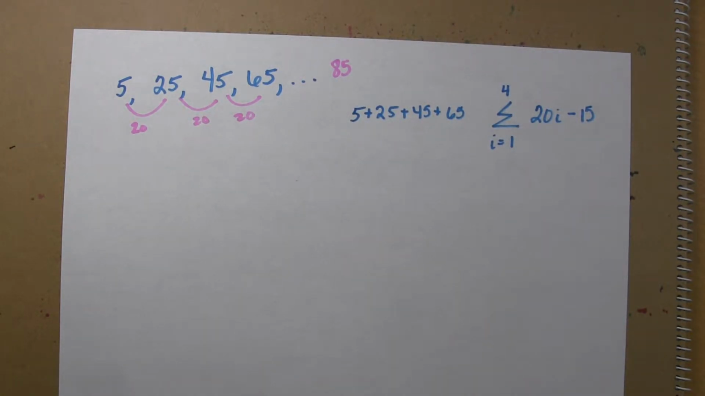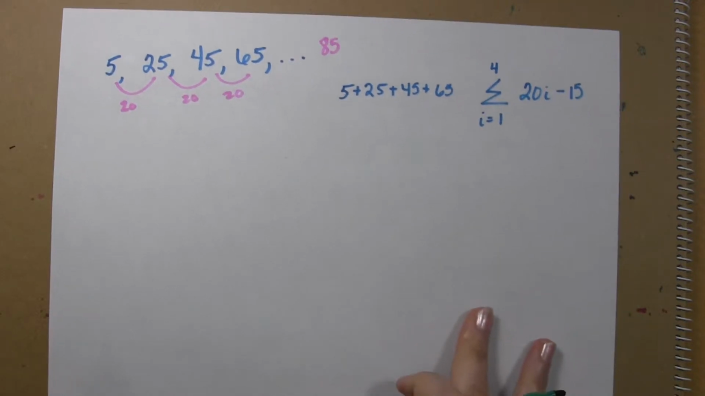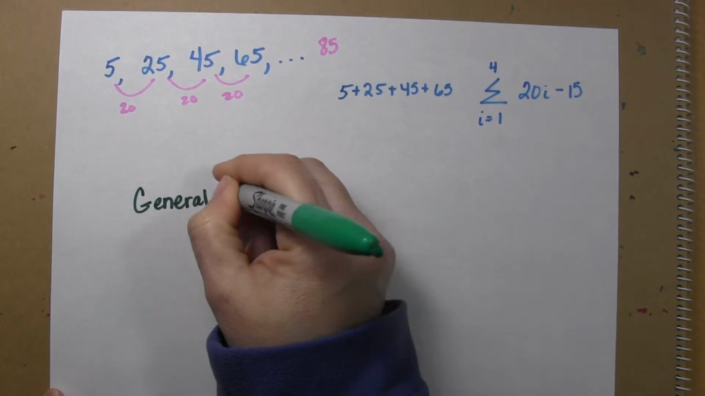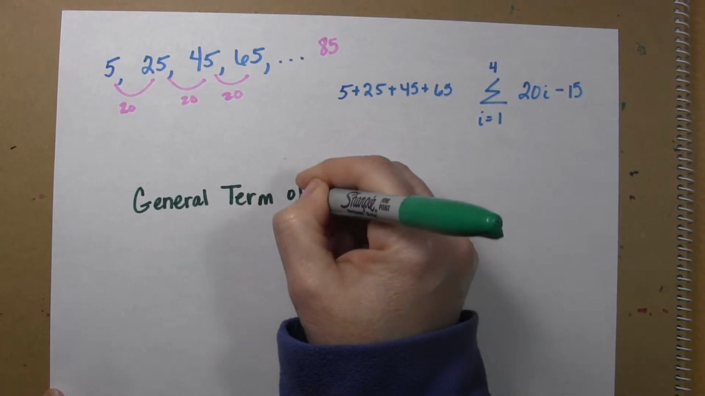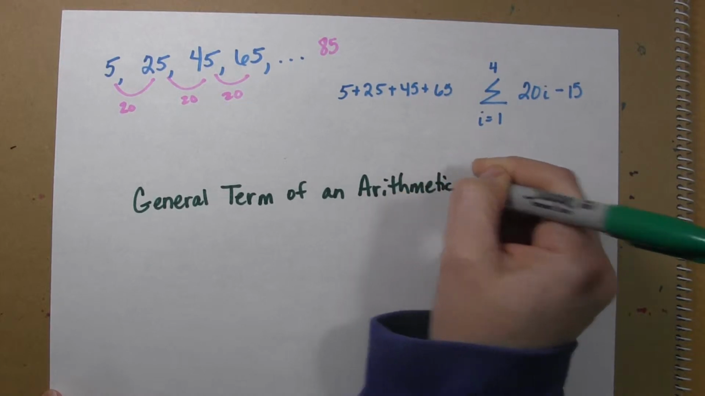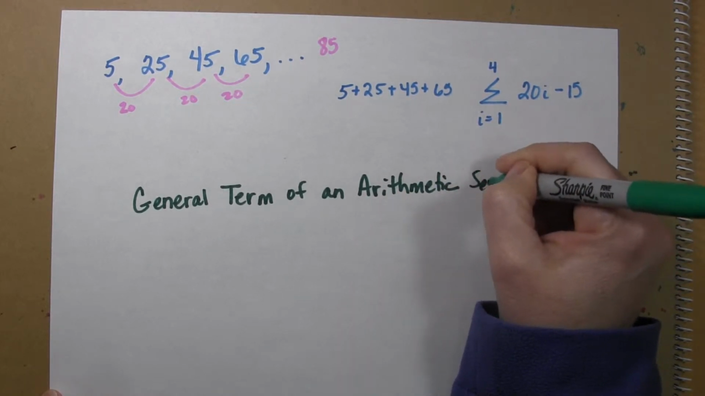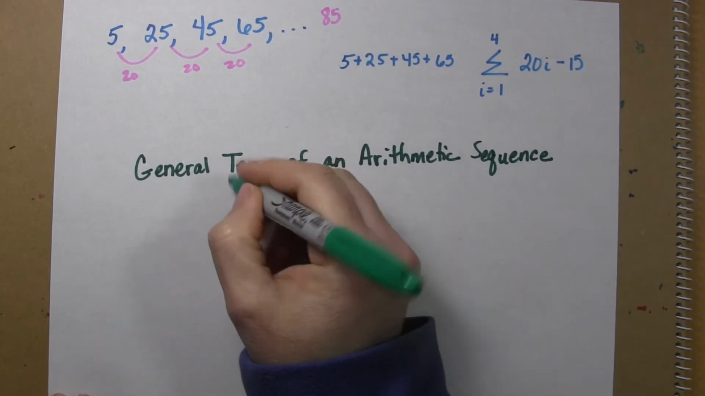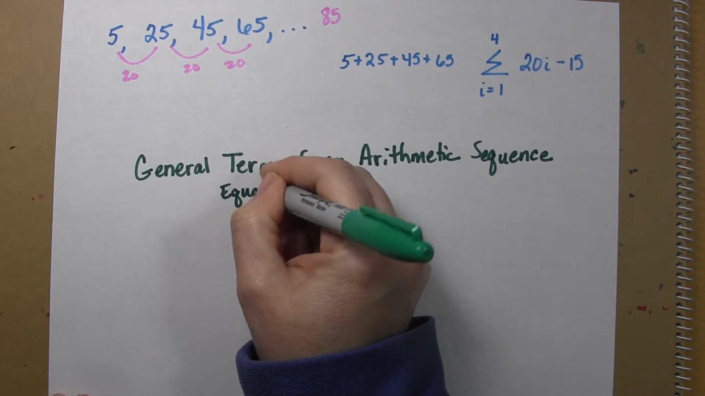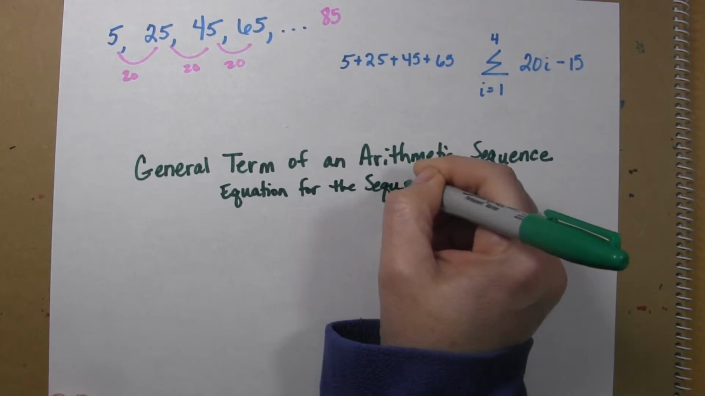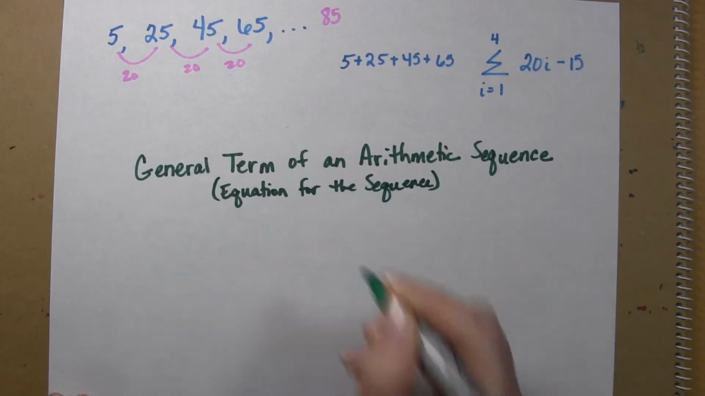So, the mathematicians of the world make it sound awfully complicated. They talk about the general term of an arithmetic sequence. Now, don't be scared by this. This basically means the equation for the sequence. That's all we're talking about. It's just the equation for the sequence.